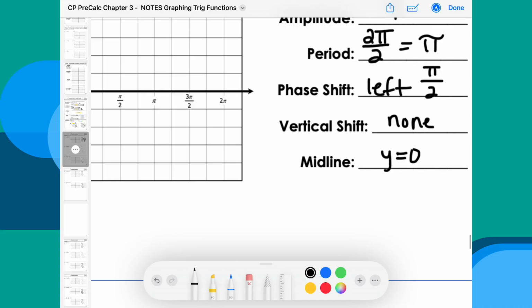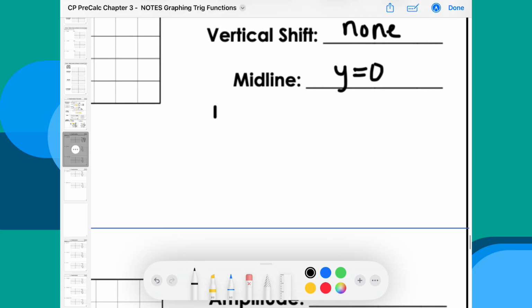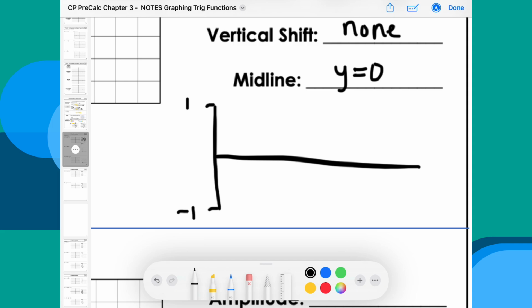All right, we're going to sketch it out just like we did last class. So we know that we are going from 1 to -1. We know our period length was pi. If we cut pi in half, we're at pi over 2. If we cut pi over 2 in half, we are at pi over 4. And 3/4 of pi is going to be 3 pi over 4.